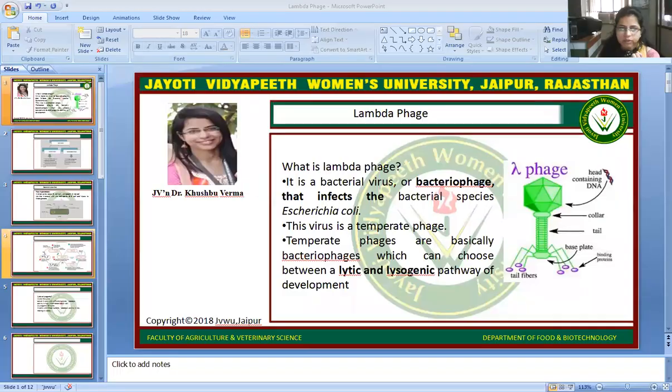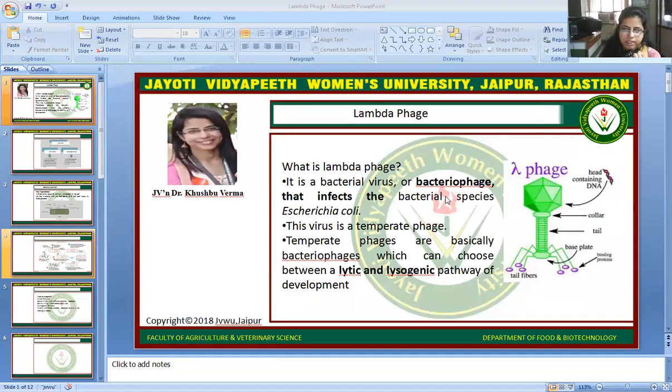What do you understand by the lambda phage? It is a bacterial virus or bacteriophage that infects the bacterial species which is known as E. coli, Escherichia coli. This virus is a temperate phage, and temperate phages are basically bacteriophages which can choose between a lytic or lysogenic pathway of development.